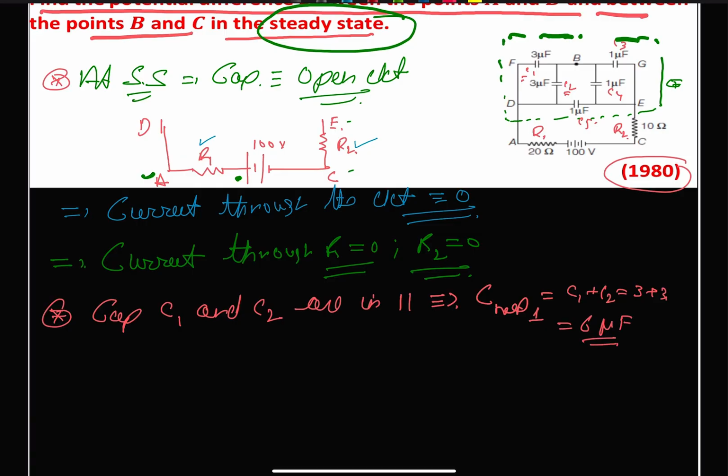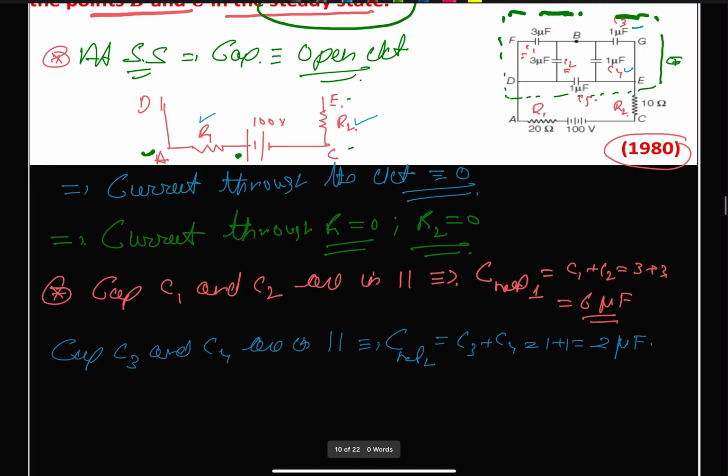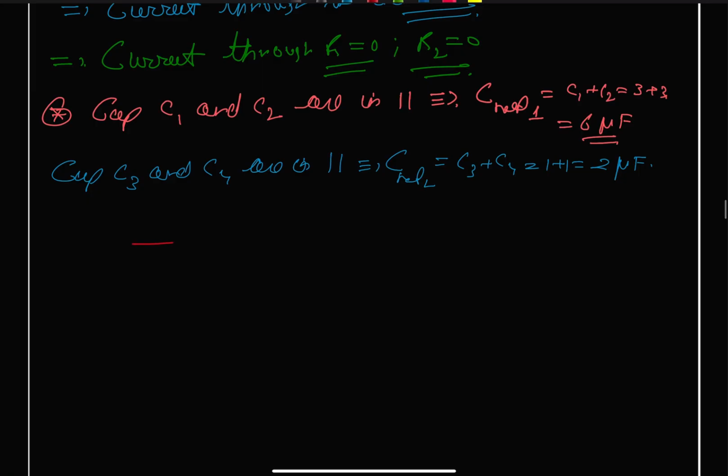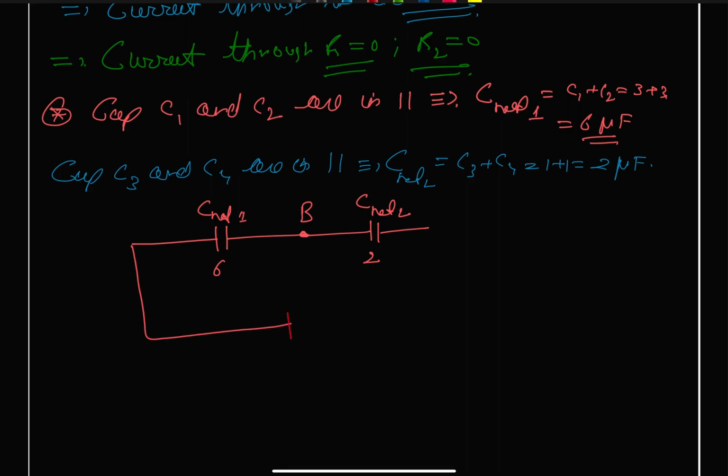Similarly, on the other side we have C3 and C4. These two are also in parallel and of the same value, so C net 2 will be equal to C3 plus C4, which gives us 1 plus 1 equals 2 microfarad. Based on this we can draw an equivalent circuit, which will be something like this. This is our C net 1, whose value is 6. This is point B, and we have our C net 2, whose value is 2 microfarad, and in parallel at the opposite end we have 1 microfarad.